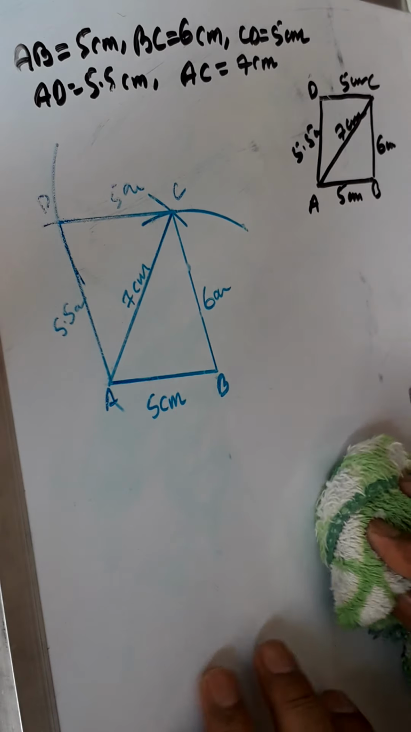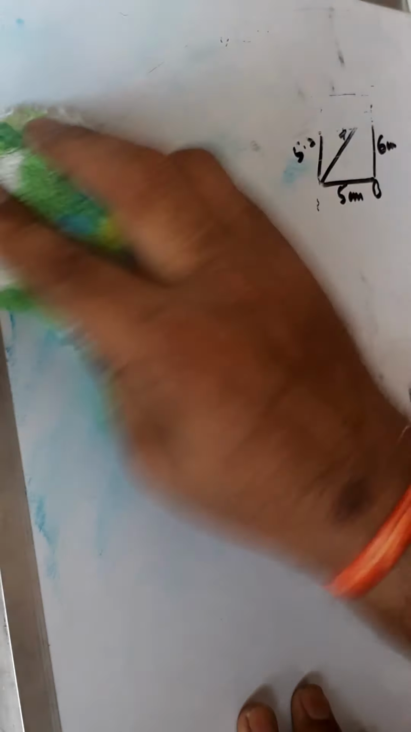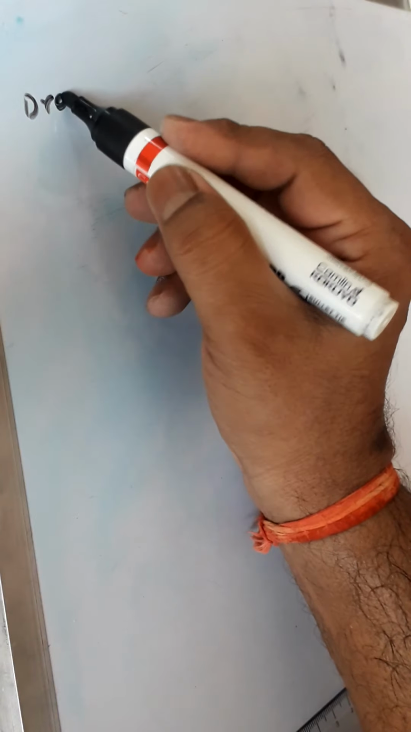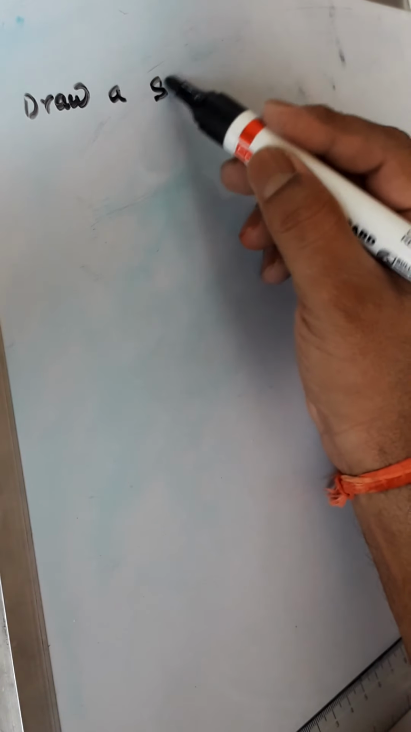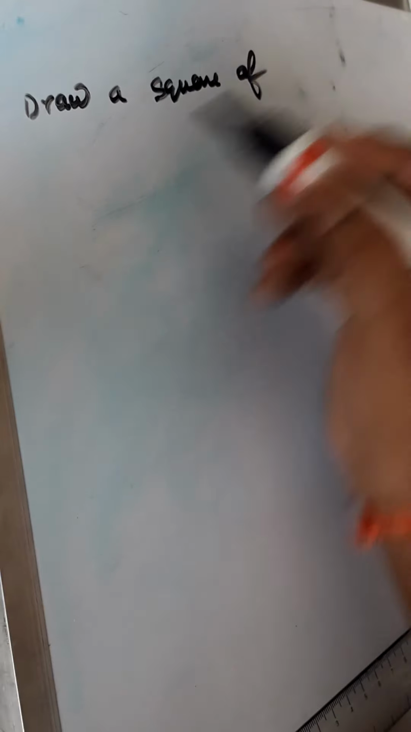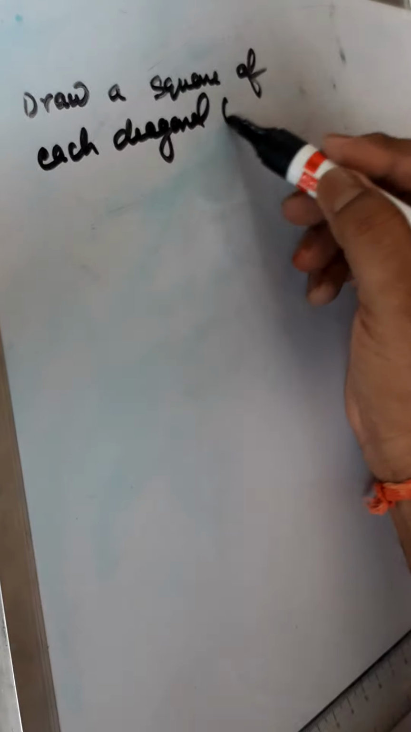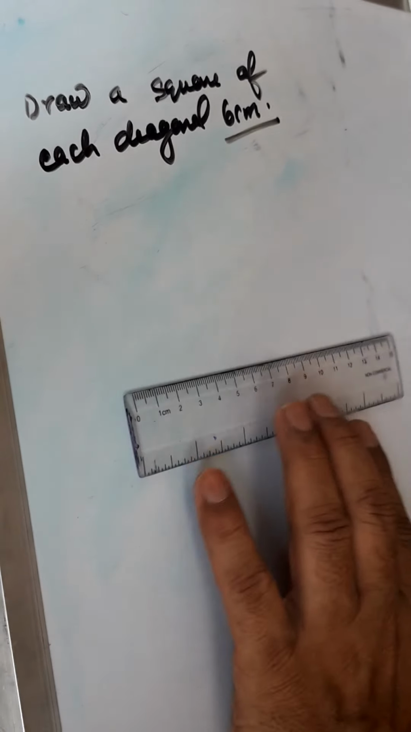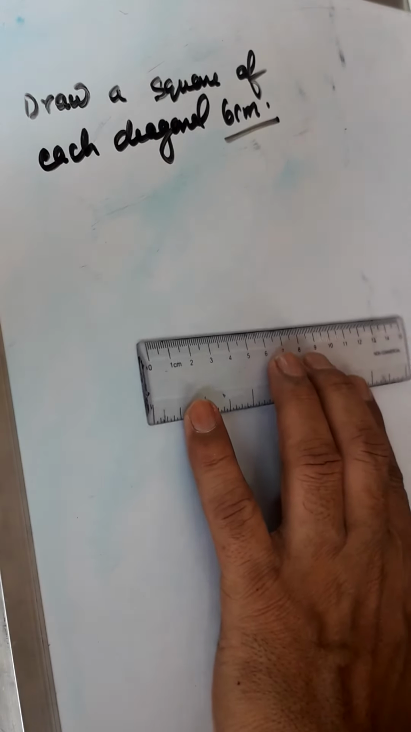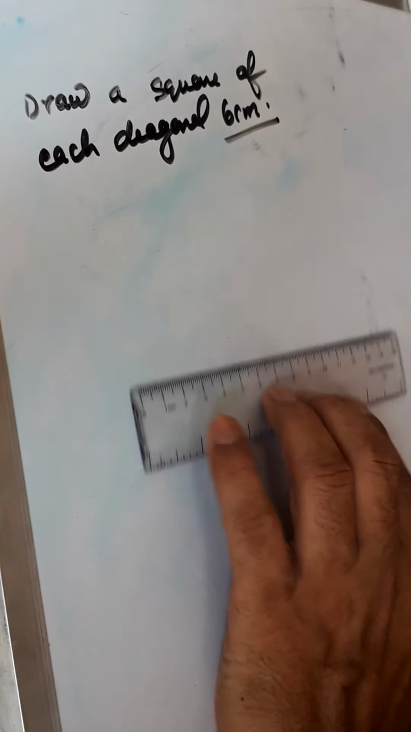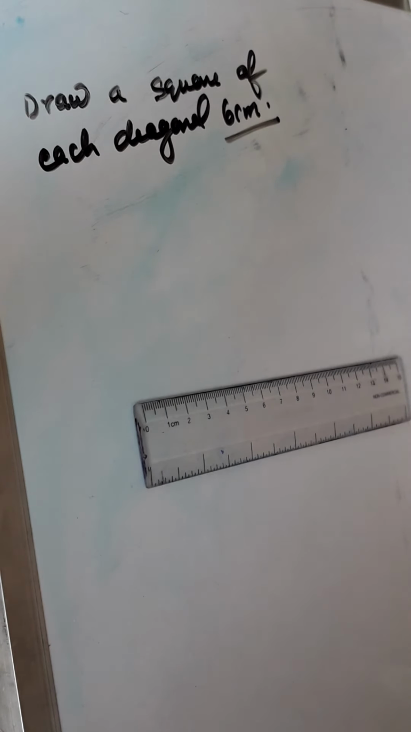Now we are going to see second construction, second question, in which we have to construct a square of each diagonal 6 centimeter. We know that the diagonals of a square are equal, and also they are the perpendicular bisector of each other. First we shall make a rough figure like this here.